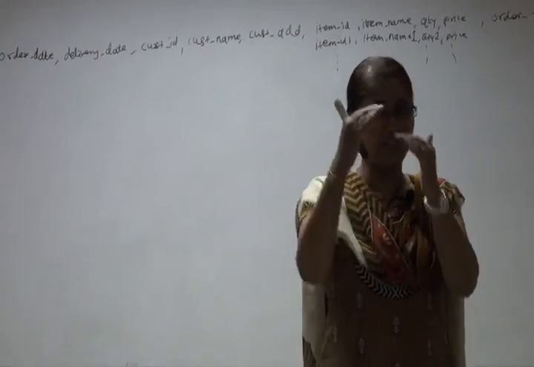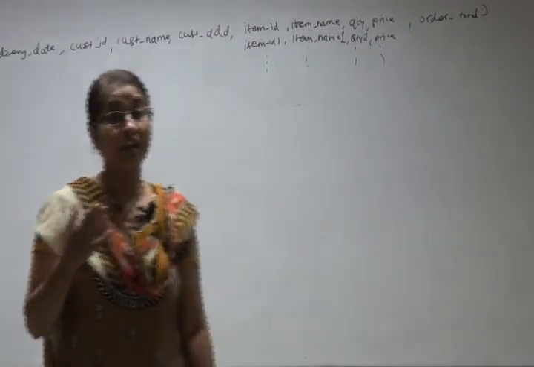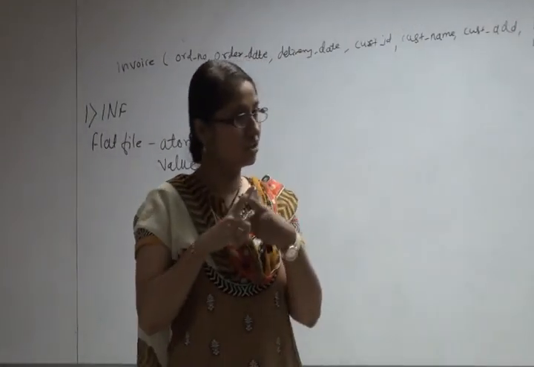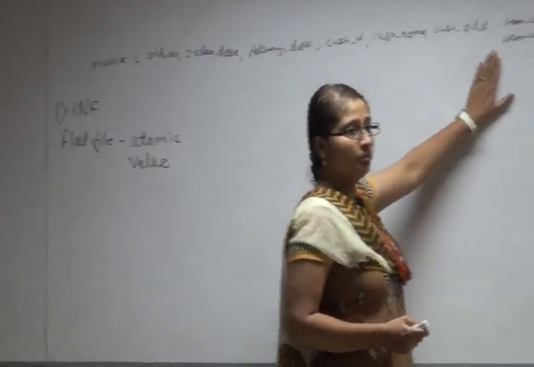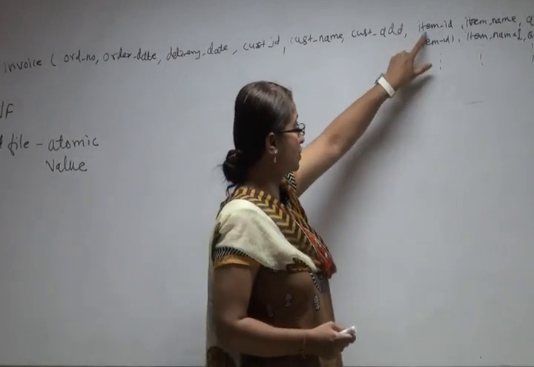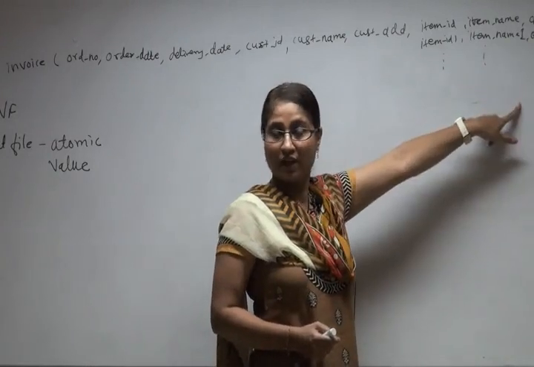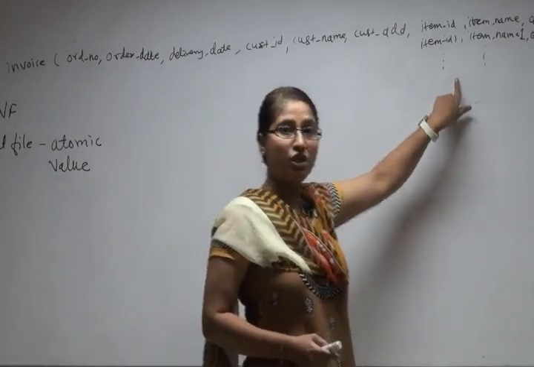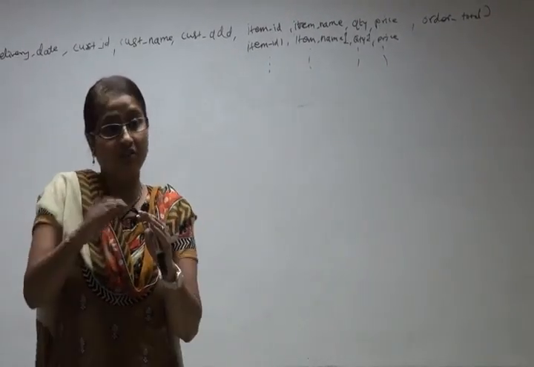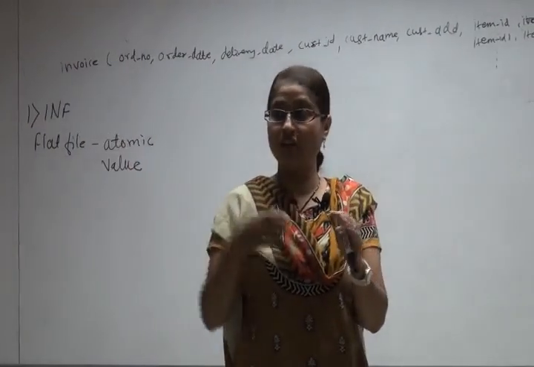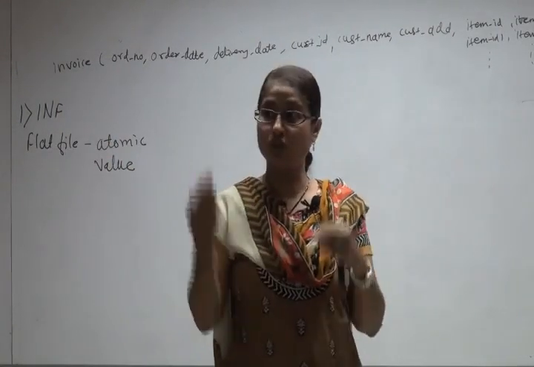Atomic value means each cross section should have a single value. We just had a discussion: if there are multiple values, what will happen? Accessing or modification will not be easy, right? So each cross section should have a single value. That means this is our repeating group, right? For each one we should have a single record, so we can achieve it by adding columns. But if we achieve it that way, what will happen? There will be no structural stability because the number of columns is varying.